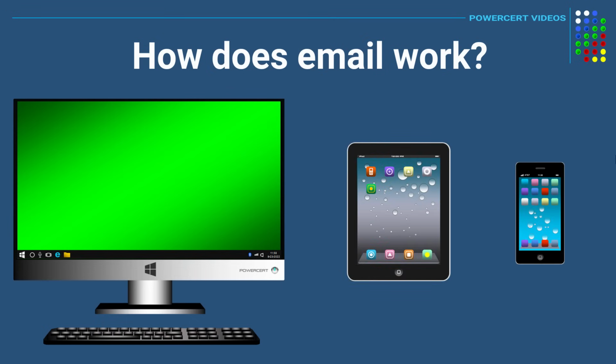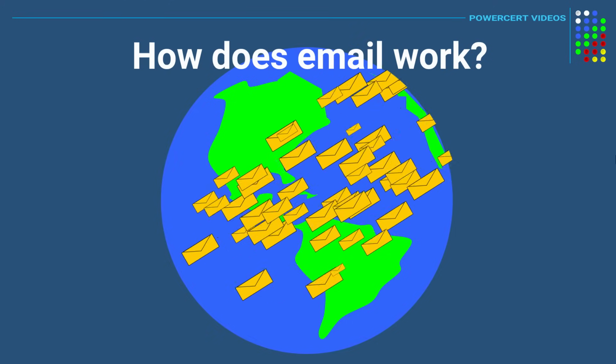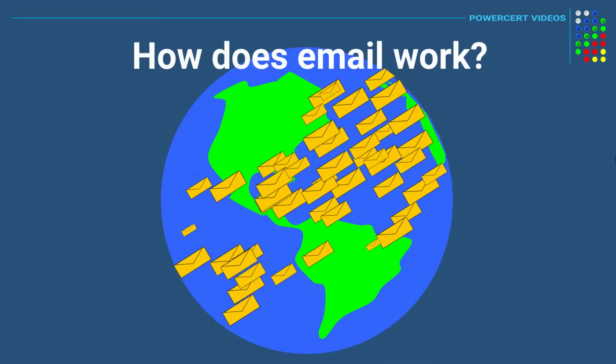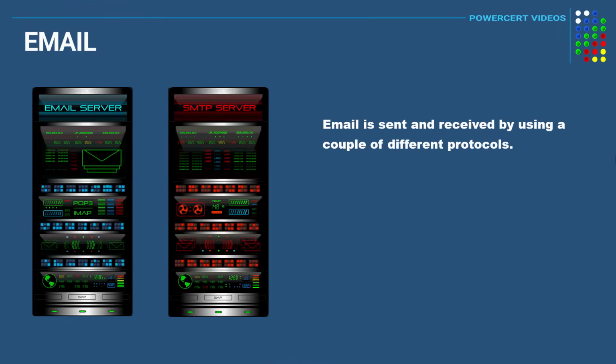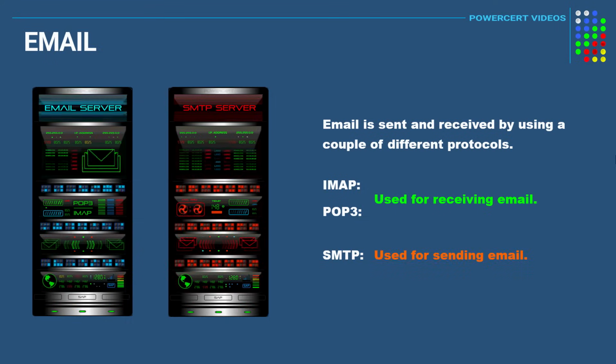But have you ever wondered how email works? I mean, how does email get from one device to another device across the world in a matter of seconds? Well, email is received and sent by using a couple of different protocols. And protocols are just a set of rules that a service follows in order to function. These email protocols are IMAP, POP3, and SMTP. IMAP and POP3 are used for receiving email, while SMTP is used for sending email.